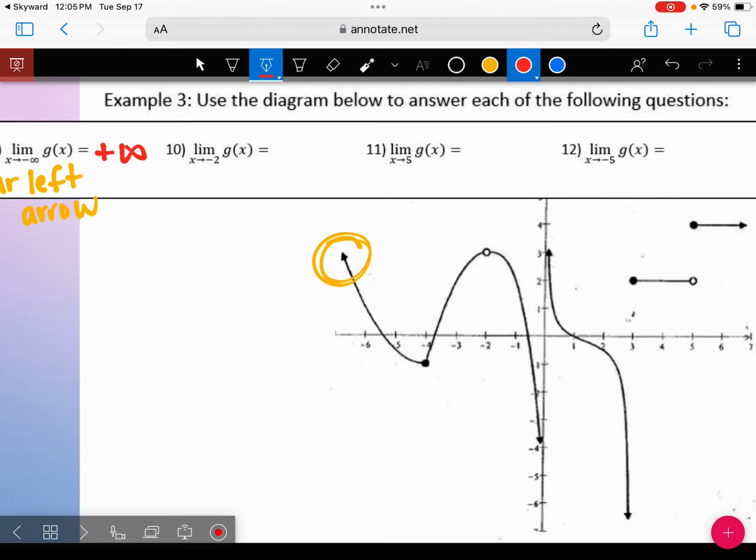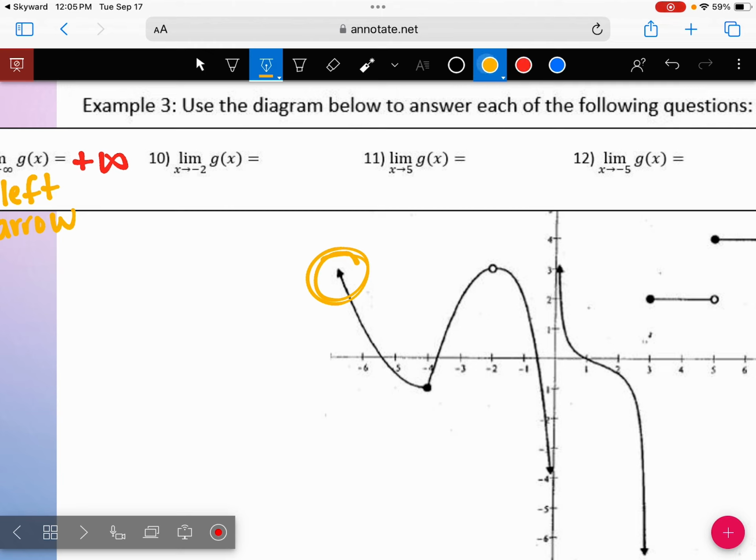Let's look at -2. -2 has what kind of discontinuity? What do we call this discontinuity right there? A removable. Removable is the only discontinuity that has a limit. It's not D&E. The reason why is because if I draw a pink wall, do you notice that the left side and the right side come together at the same place? So they're in agreement. So the limit is this point. Even though it's an open circle there, the limit is 3.